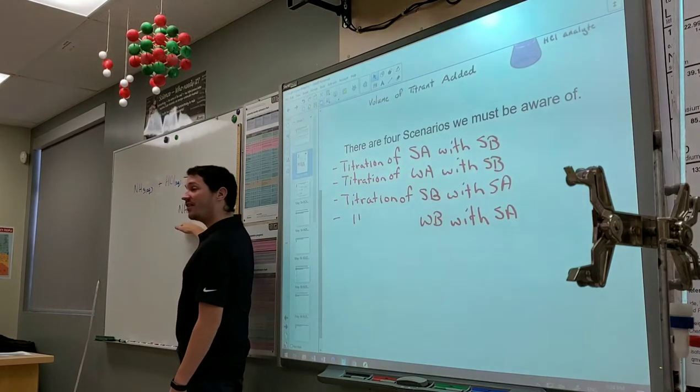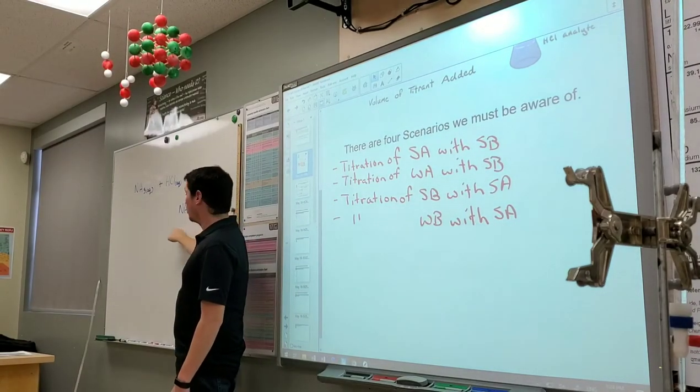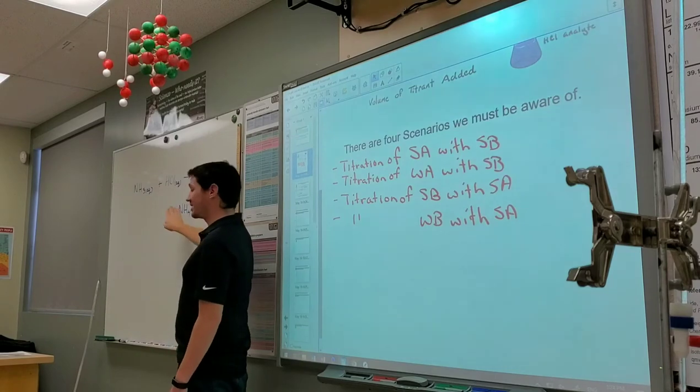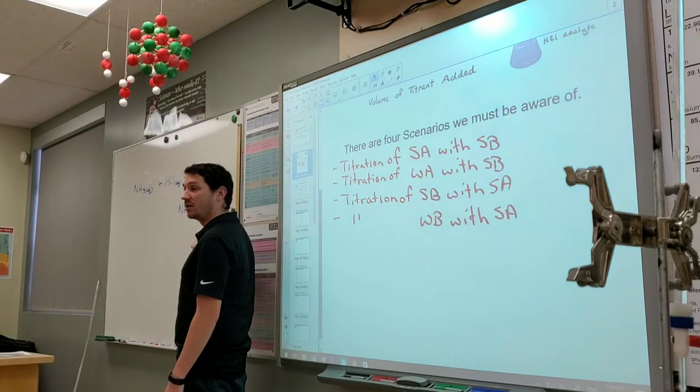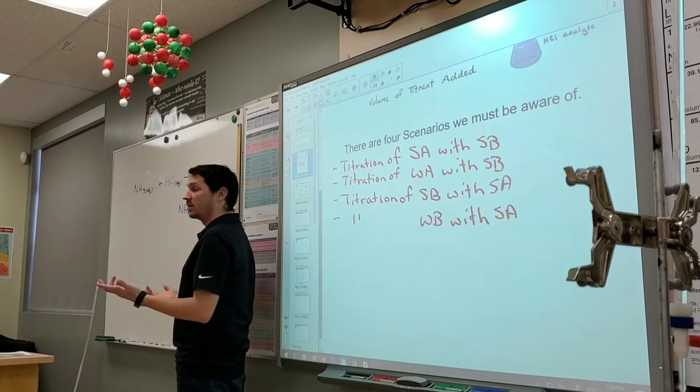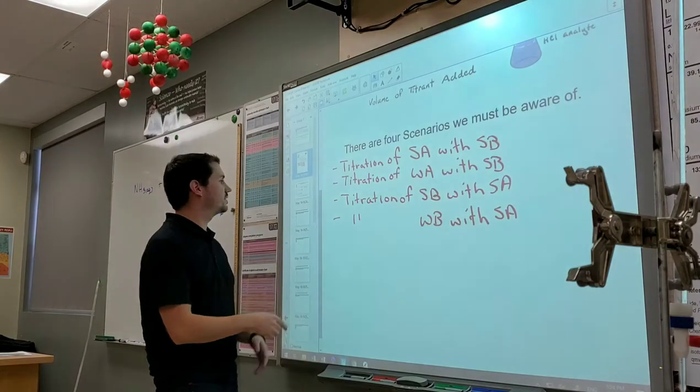Do you see why that halfway point was below a pH of 7? Because the only stuff I had left in my beaker, once both of these had reacted, was an acid and a neutral compound. So when the reaction was over, it was acidic. Okay? So I just want to bring your attention to that.